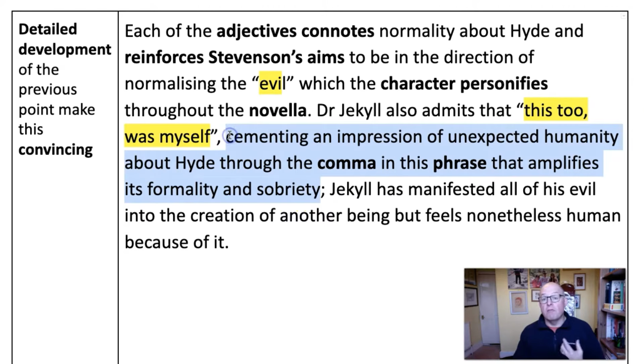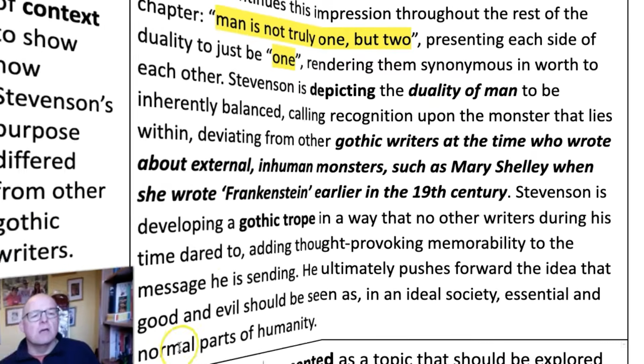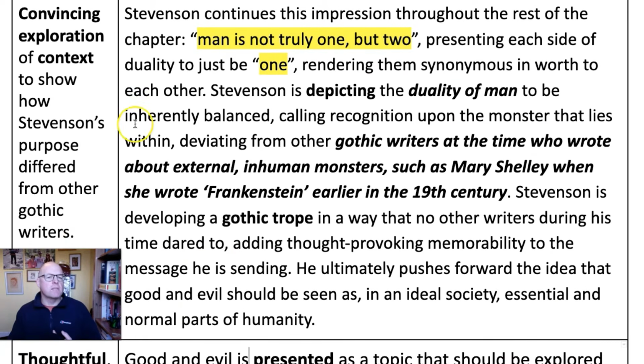The comment about punctuation here is a bit over the top, so I'm skipping it. Jekyll has manifested all of his evil into the creation of another being, but feels none the less human because of it. So he's making a sophisticated argument here that we shouldn't criticise evil as the worst aspect of humanity. We should treat it sympathetically because it is a natural aspect of humanity. It's going to be difficult to make this stick, isn't it? So let's see how he tries to prove it.